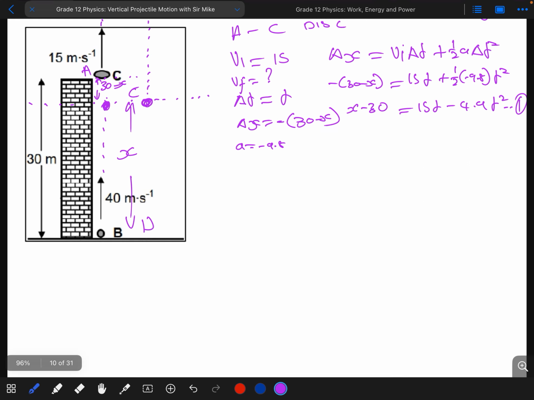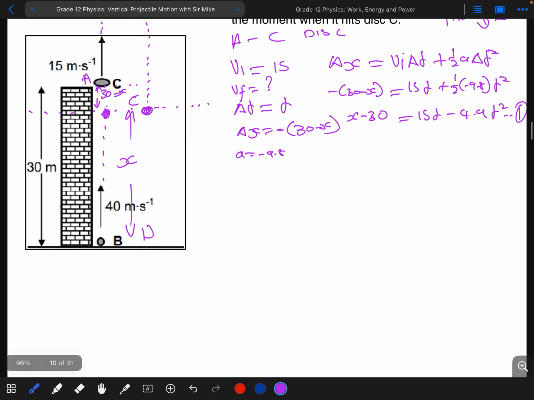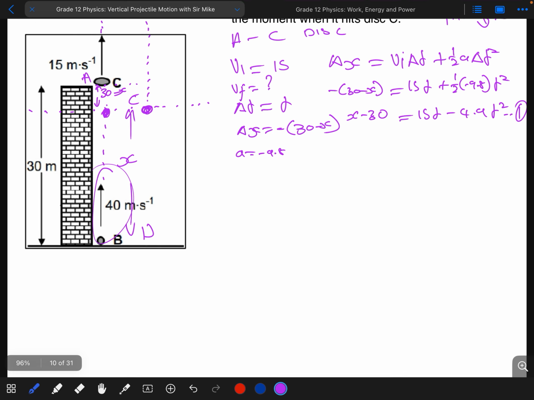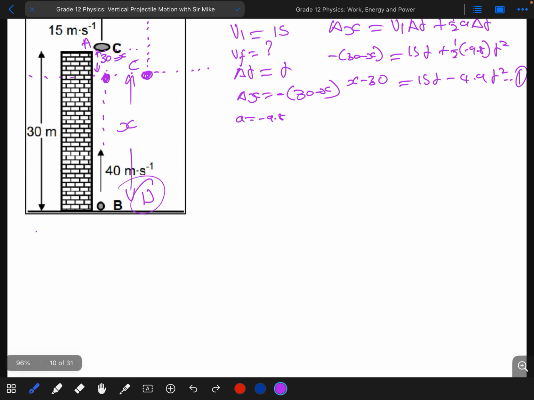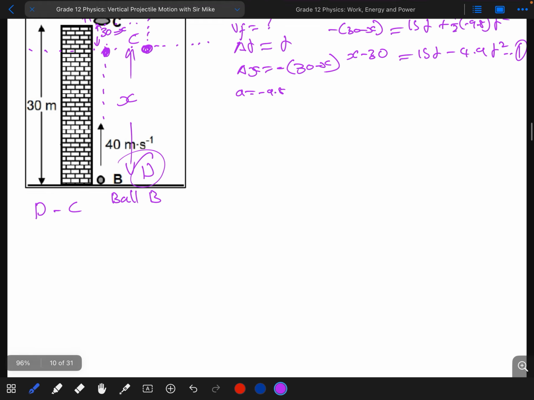Now I'm going to create a second equation, using the second object, choosing my points from where it started to where it passed that other object, which would be at point C. So between point D and C, this would be for ball B.